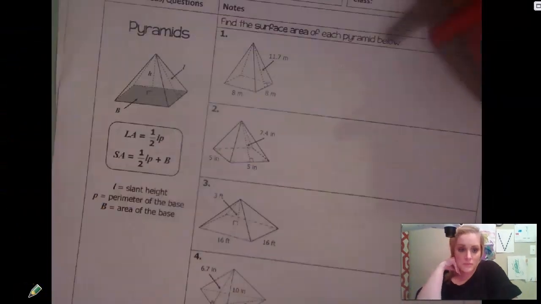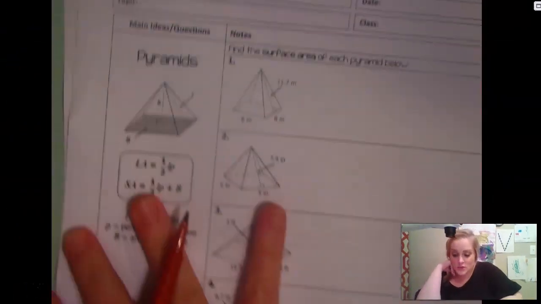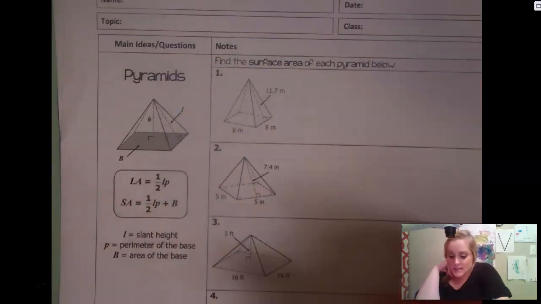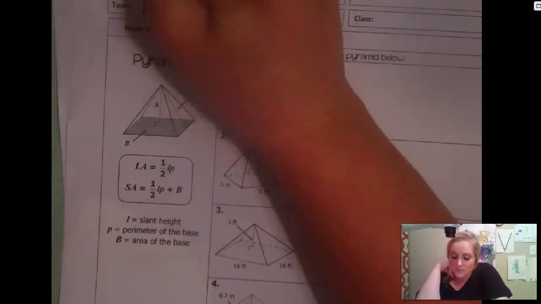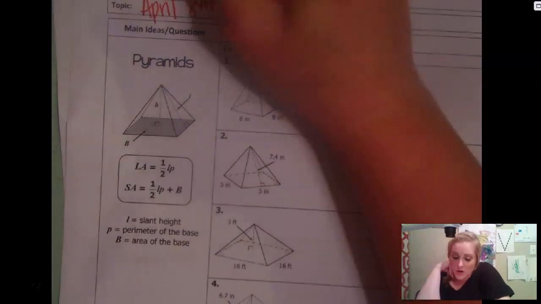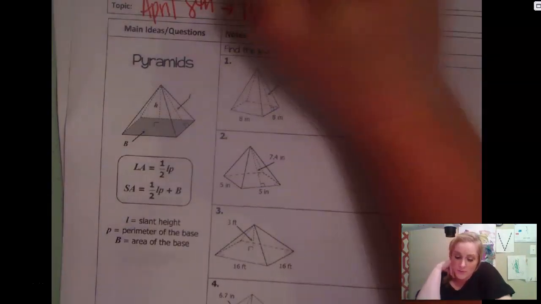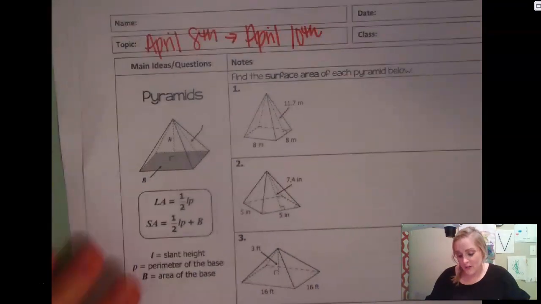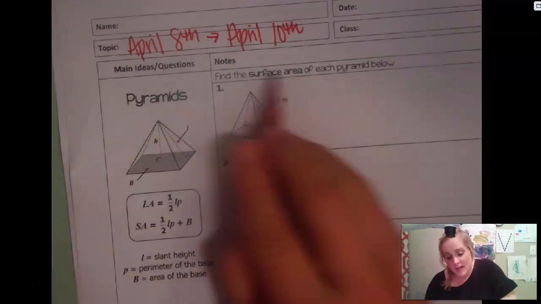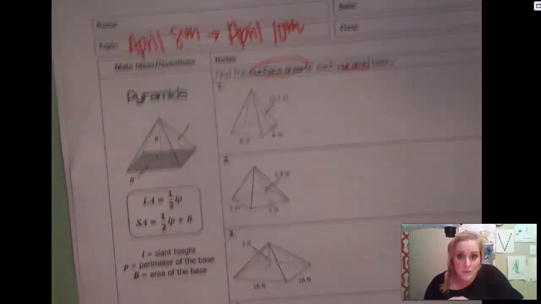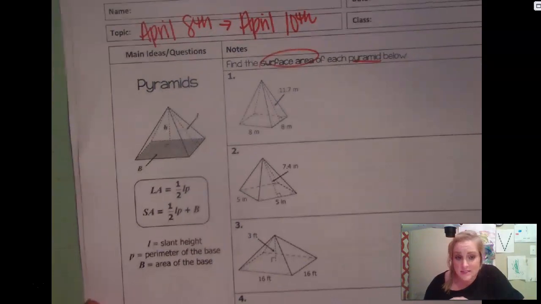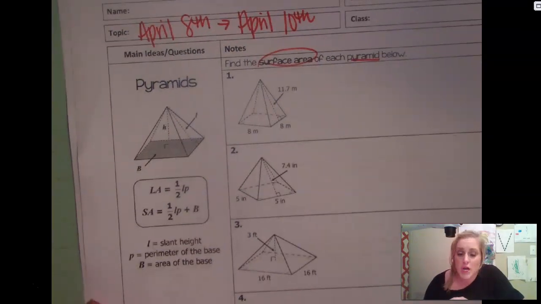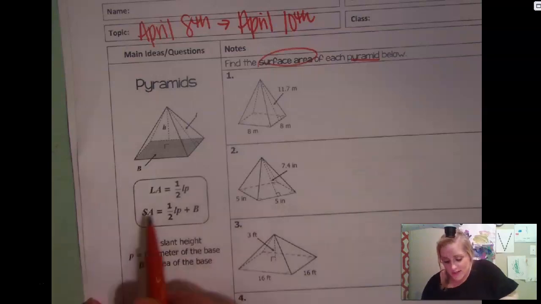Alright. Now, let's do today's lesson. So this is April the 8th. This work will be due April the 10th. Okay? So the first thing that we're going to talk about is the surface area of the pyramid. Now, remember the pyramids can have different bases. Squares, triangles, rectangles, pentagons, hexagons, whatever it is. Okay? The one thing that we're going to need to know is the lateral area.